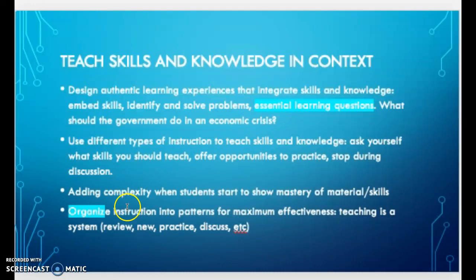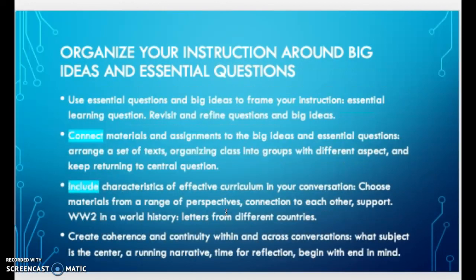And then organize instruction into patterns for maximum effectiveness. So maintaining a certain pattern so your students know exactly what they're getting into during a unit or even just in daily processes. Next, we have organize your instruction around big ideas and essential questions. So connect materials and assignments to big ideas, and then include characteristics of effective curriculum in your conversation. So choose materials from a range of perspectives, connecting to each other in support.